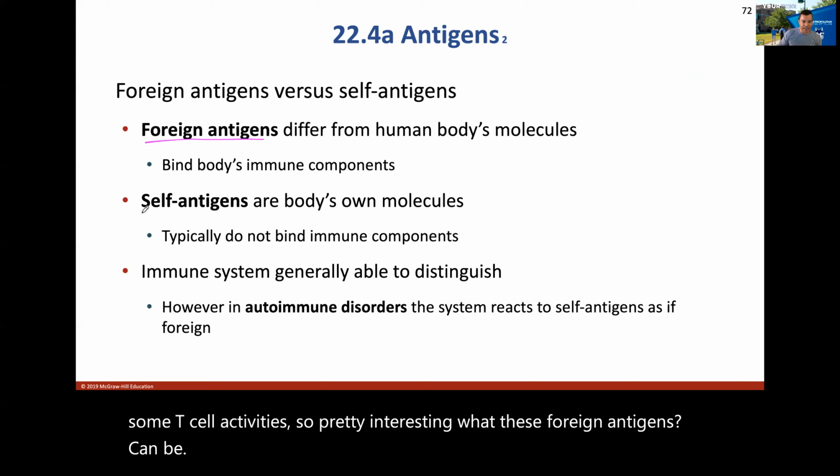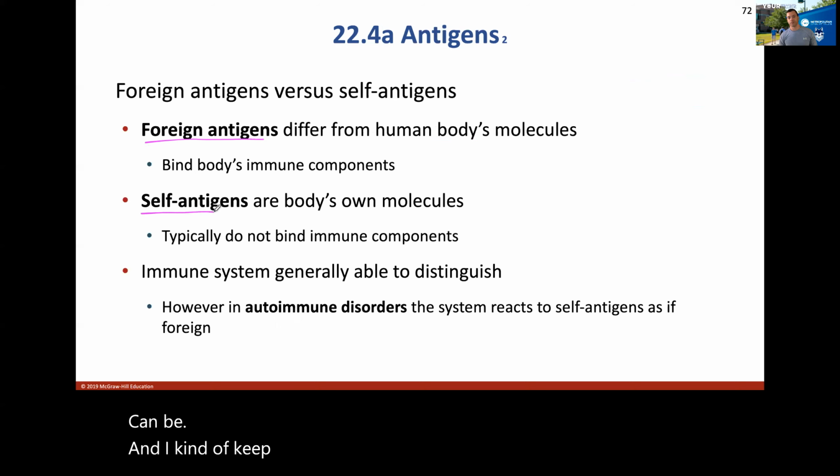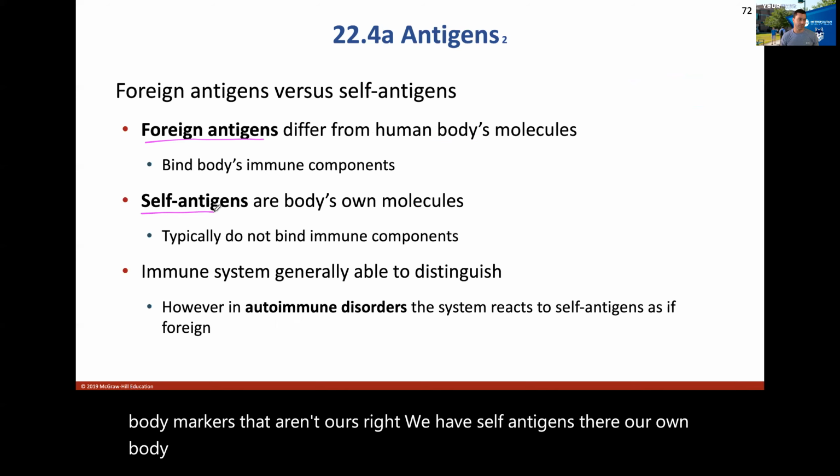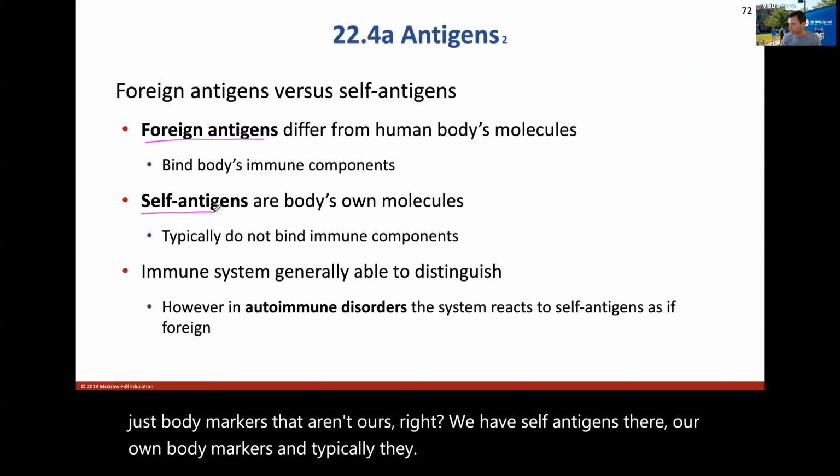And here I kind of keep recognizing foreign and self. Foreign, again, these are just body markers that aren't ours, right? We have self antigens, they're our own body markers, okay? And typically our cells don't bind to them.